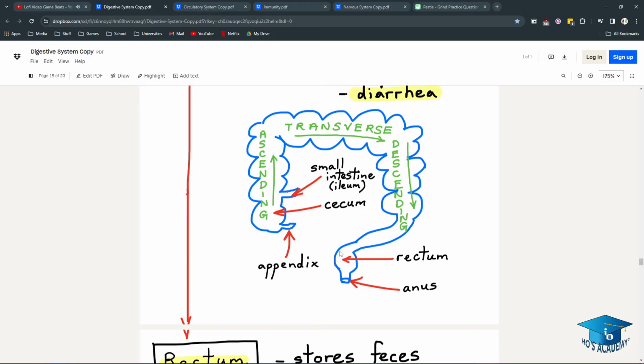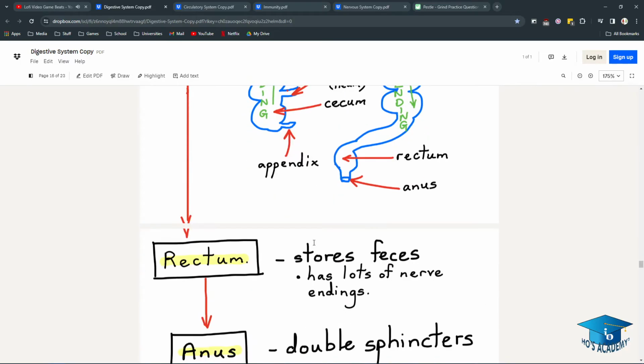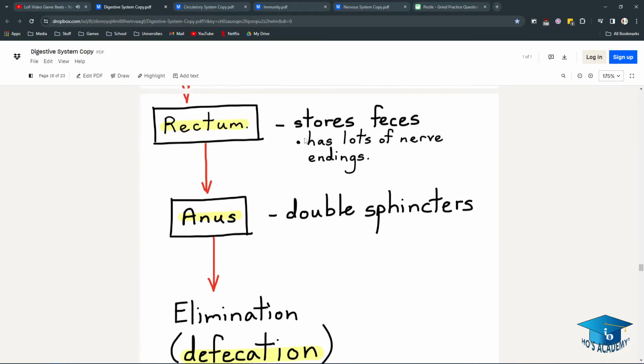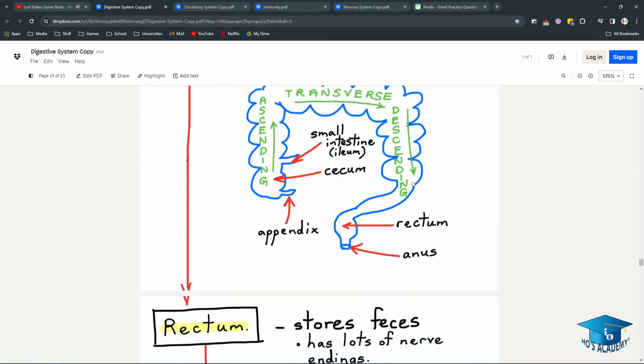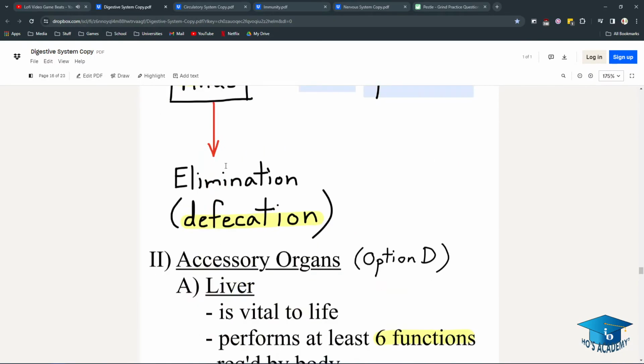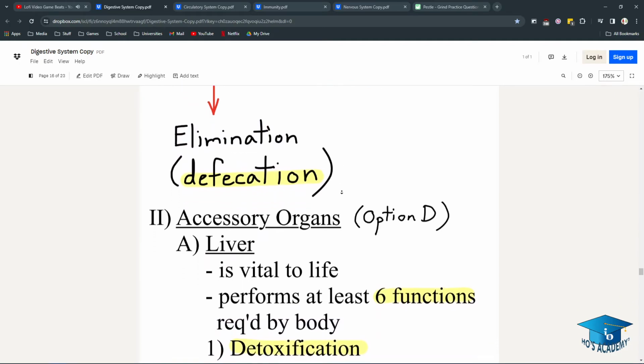So it goes to your rectum, to your anus, and there's a double sphincter here. In your rectum, there are a lot of nerve endings. Very sensitive place, so it can tell you when you need to poop. And the anus has double sphincters to make sure that you don't accidentally poop. You can hold it for a while. Then there's elimination, also known as defecation.